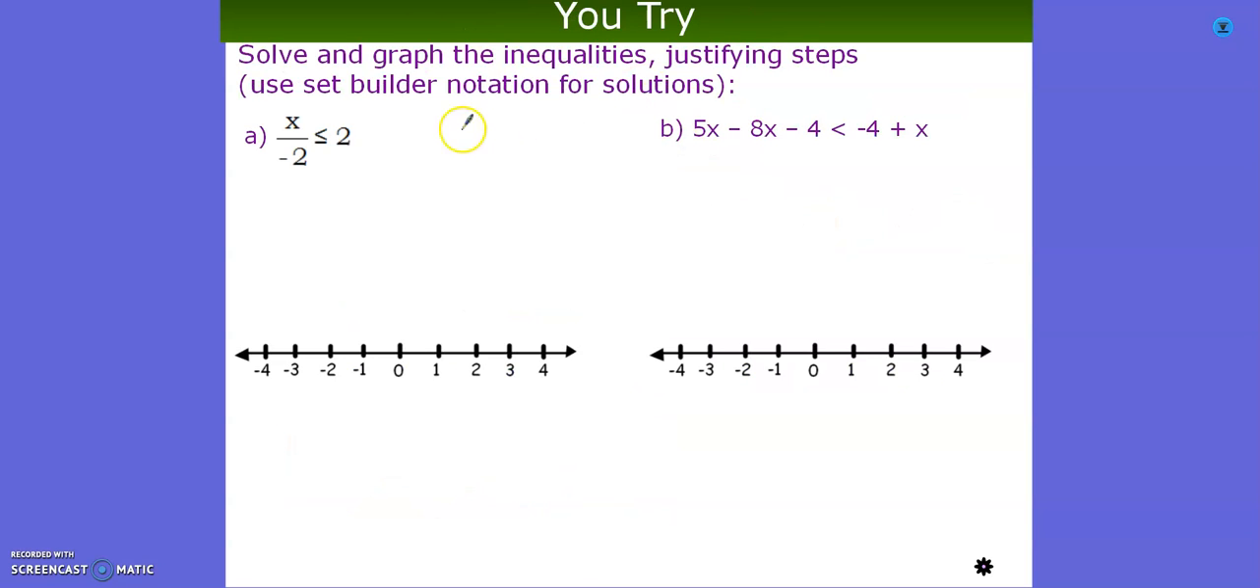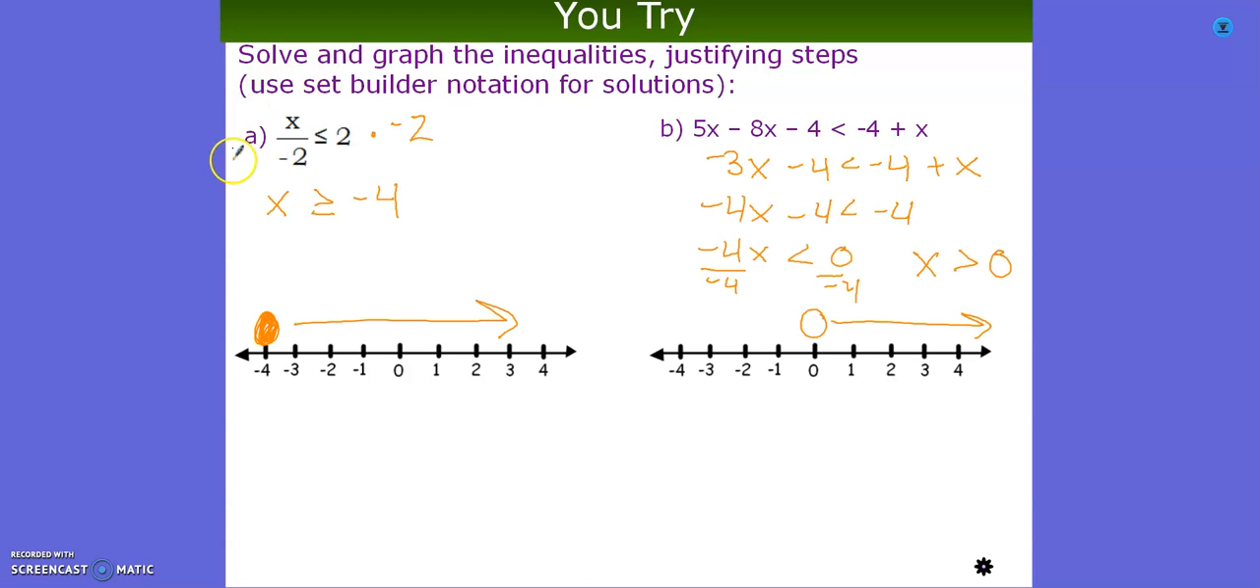All right, go ahead, you try these two. Pause your video and give it a try. All right, for letter A, we went ahead and multiplied by negative 2. Multiplying by a negative means I need to switch my symbol. Hopefully you remember to do that. We get x is greater than or equal to negative 4. Close that circle up at negative 4 and head on to the right.